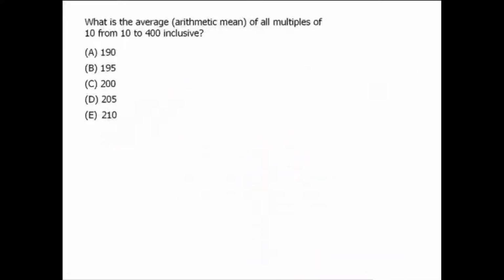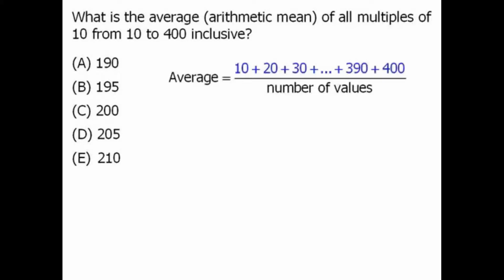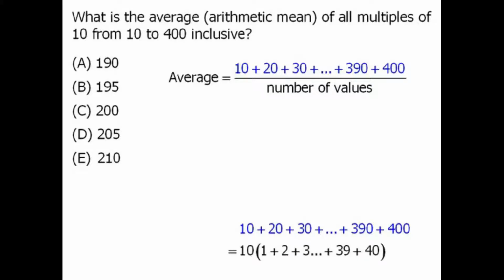A. To calculate our average, we need the sum of all multiples from 10 to 400, and we'll divide this by the total number of values we added together. Let's work on our sum. Notice that if we factor a 10 out of this, we get the sum of numbers from 1 to 40 in our brackets. This tells us that we have a total of 40 values that we're adding together. So we can add this up here.